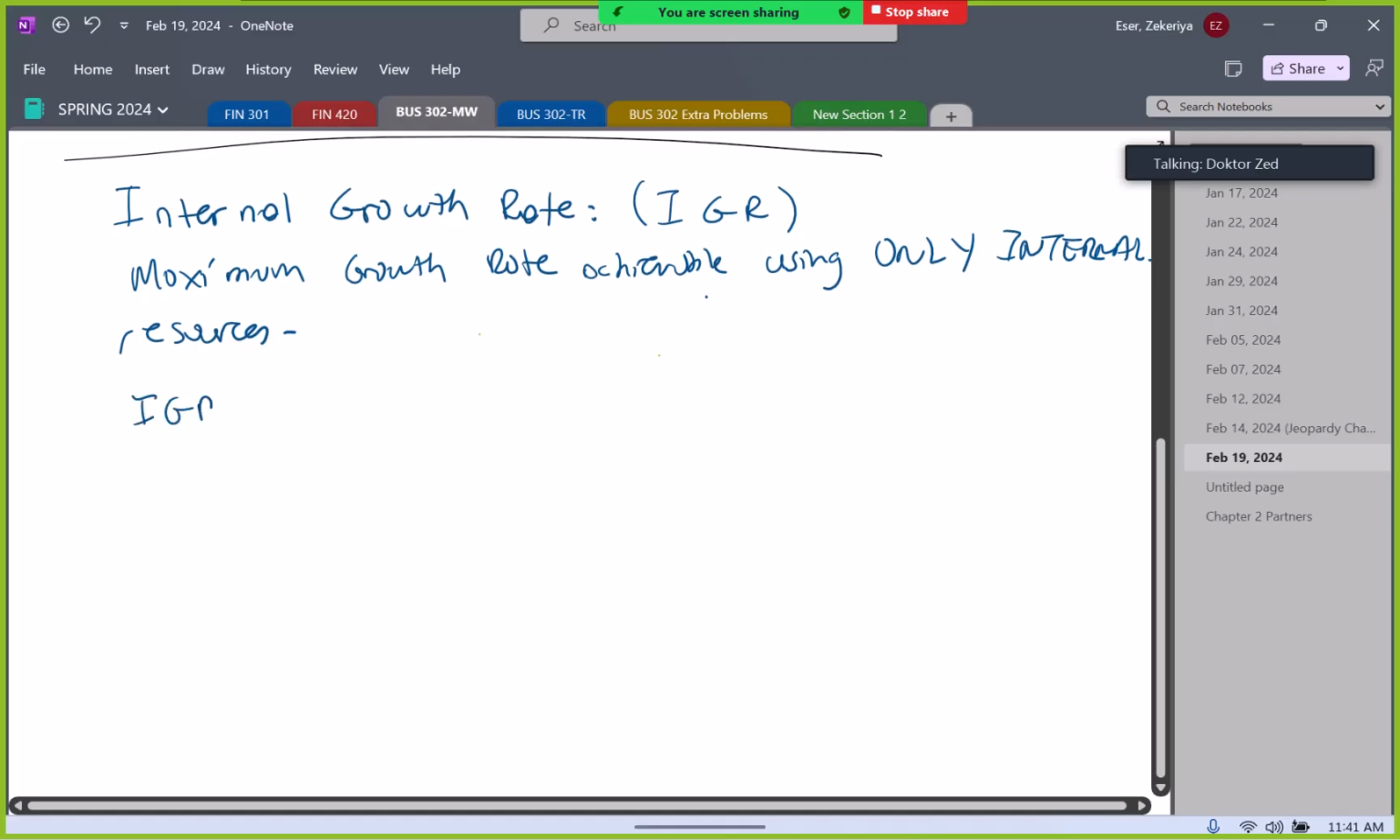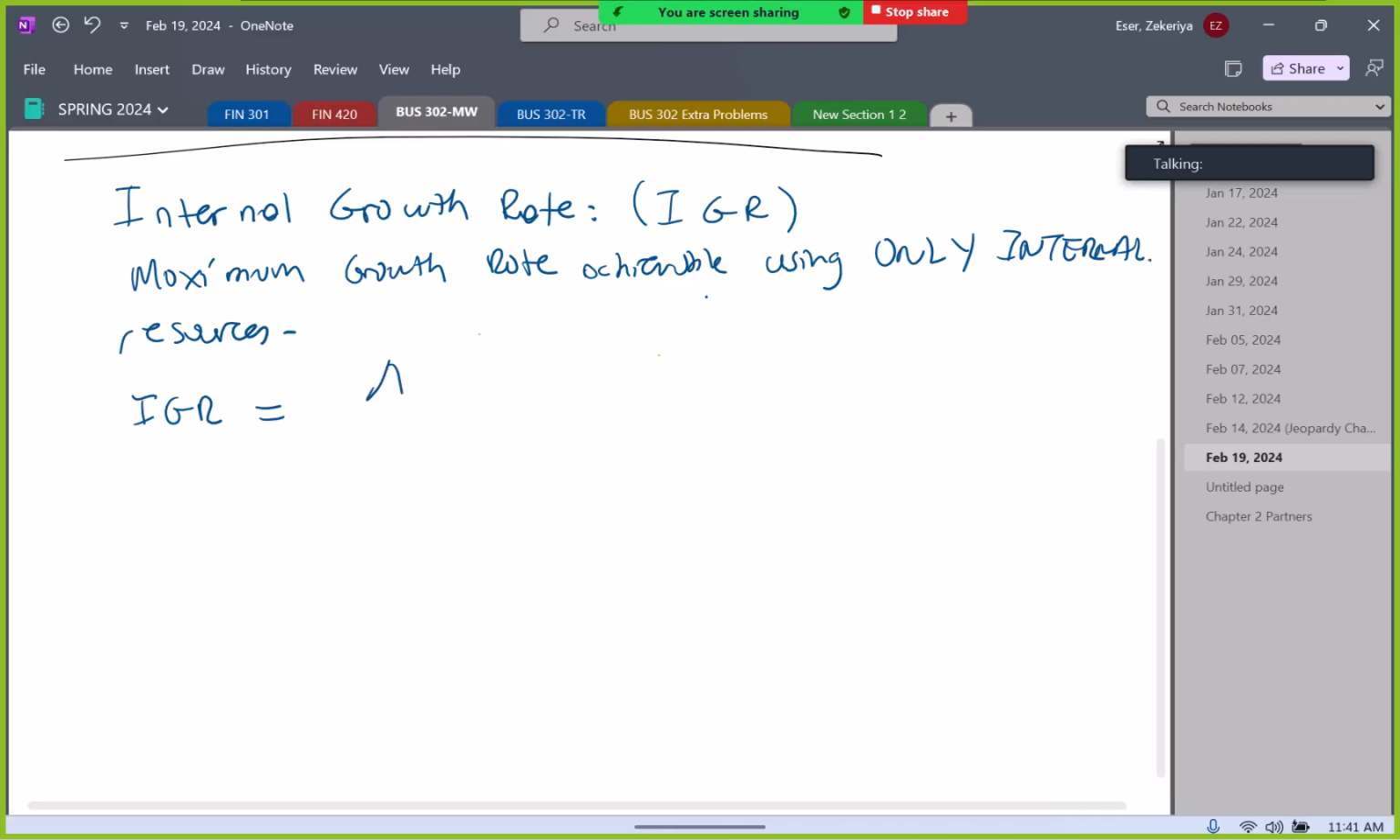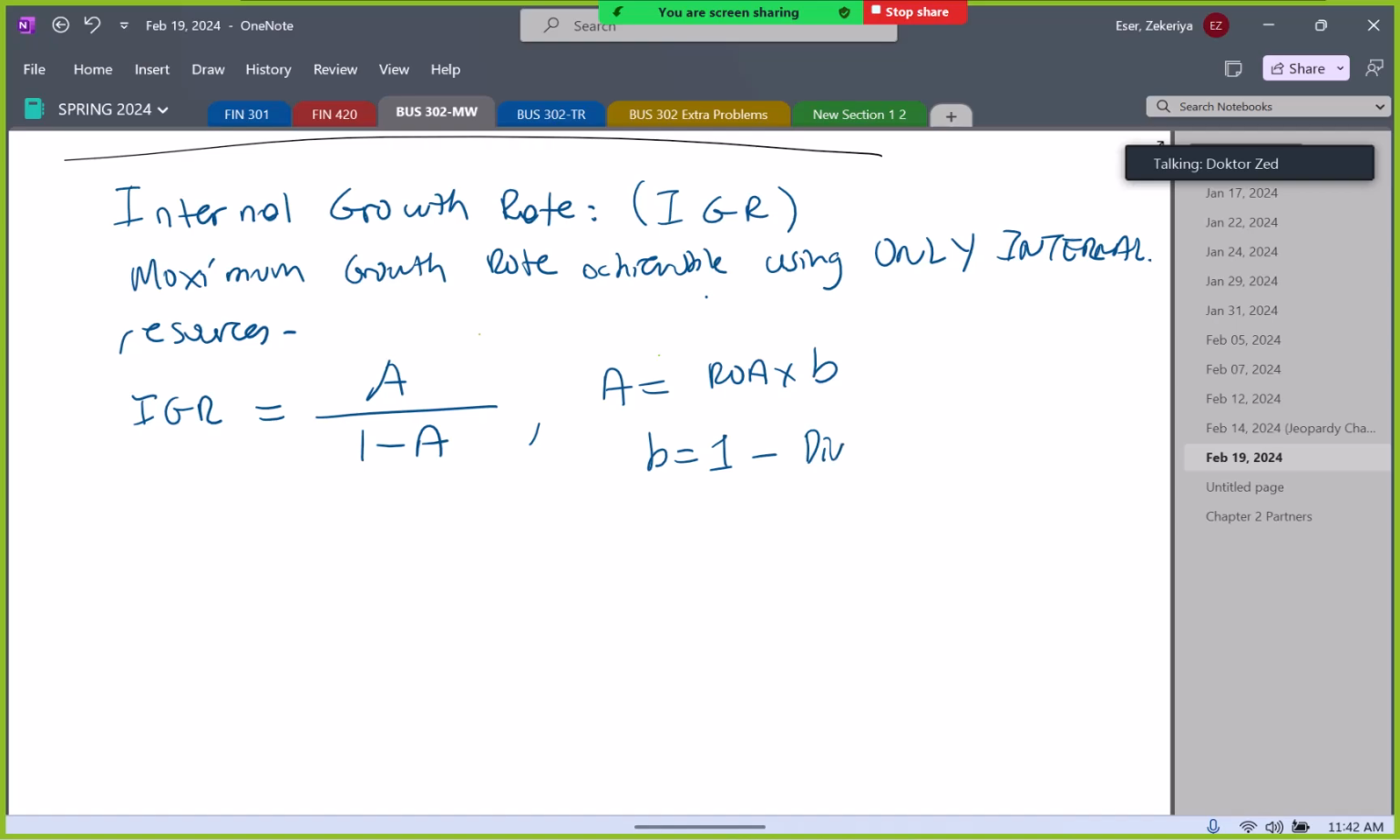And the formula for IGR is A over 1 minus A, okay? And here's what A is, because these are similar formulas. A is ROA times B. B is 1 minus the dividend payout ratio. The reason I wrote it like that is you can also write A, if you solve it, as GR over 1 plus GR.